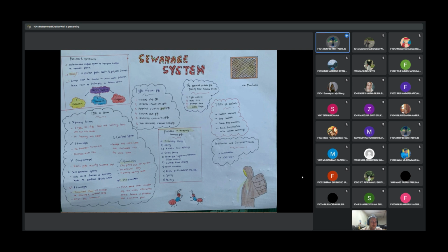And next is the type of manhole. We have a shallow manhole, deep manhole, and backdrop manhole. And the last one is a backdrop manhole with an internal outlet pipe. The last one is infiltration and corrosion in sewer. We have infiltration and corrosion.